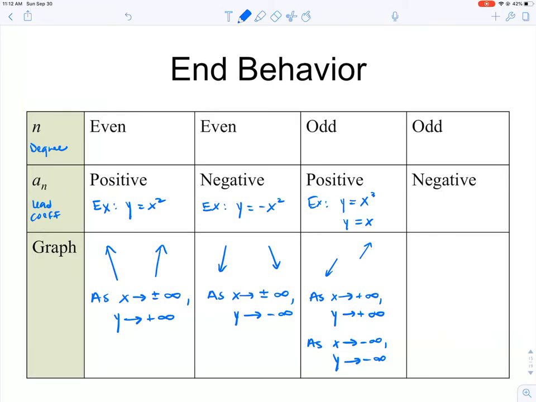Now, an odd degree polynomial with a negative leading coefficient, like y equals negative x cubed or y equals negative x, has the same end behavior as a line with a negative slope. So as x approaches positive infinity, y approaches negative infinity, and as x approaches negative infinity, y approaches positive infinity.